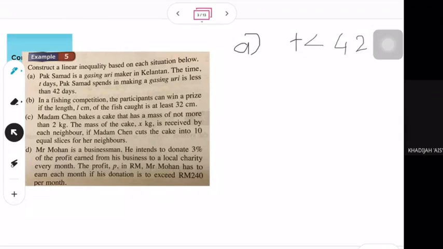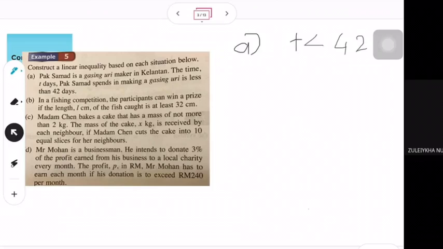Less than. Ada equal tak? Kenapa tak ada equal? Because dia tak cakap less than or equal to 42 days. Because dia cakap less than. So kalau less than memang tak ada tanda equal lah. Okay, thank you Khadijah. Very good. Okay, next. Question B. Siapa tu? Zulaika. Okay, go ahead.